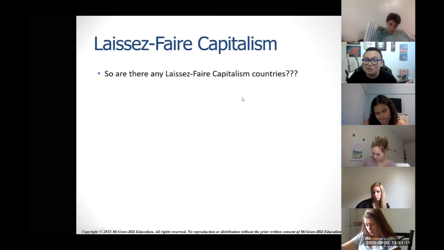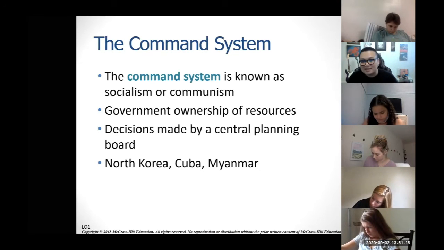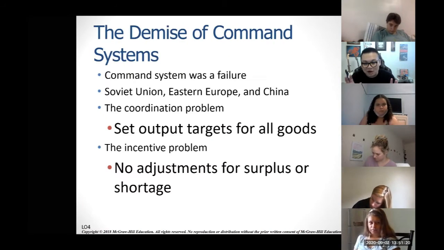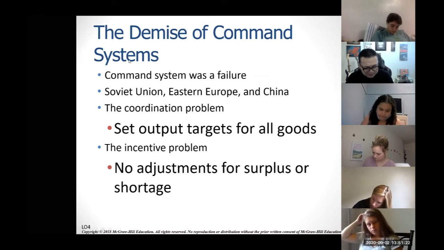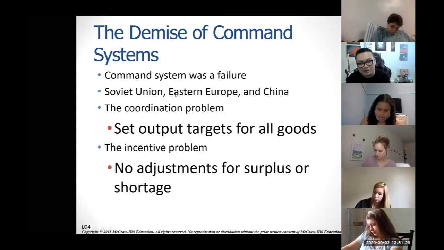So there are two extreme types of system. The first one is too good to be true. The second one is too bad. It's really bad. The government owns everything. So the best system actually has a bit of both. Okay, so the demise of the command system was a failure. For example, the Soviet Union, Eastern Europe, and China all failed with their command systems.